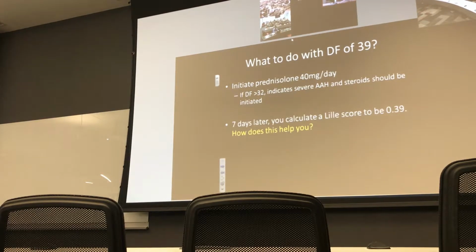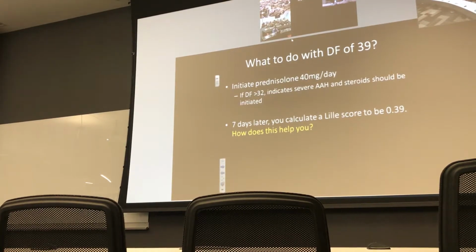So 7 days later, you calculate a Lille score to be 0.39. Group 8, how does this help you? It determines whether you can discontinue steroids. Okay, so based on this guy's Lille score of 0.39, would you discontinue a steroid? We're looking it up.